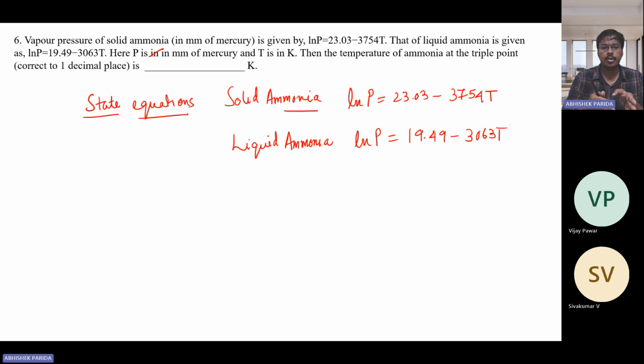First solve the question, tell me the answer, then we can discuss what your approach was and how you solved it. At the triple point, existence of solid, liquid as well as vapor is possible. Correct. That's why ln P is equal. If you equate equation 1 and 2, we can get the temperature, sir. Yes, that is correct. So your approach is correct. Try to solve this problem and tell me what answer you are getting. I will also check.